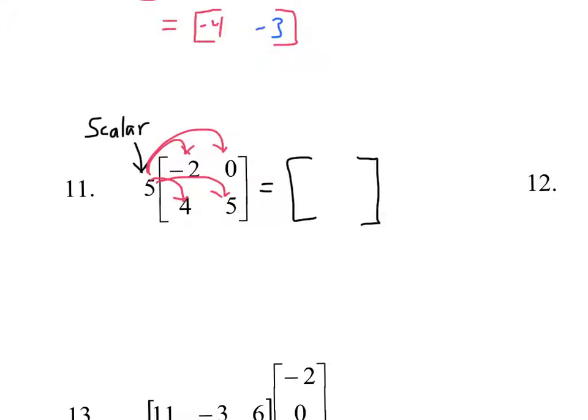So 5 times negative 2 is negative 10. 5 times 0 is still 0. It's still 0. 5 times 4 is 20. And 5 times 5 is 25. And you see how if you compare the original numbers with the new numbers, each of the new numbers is exactly 5 times as big. So we use a scalar. One way we use a scalar is if we wanted to dilate a shape, make it 5 times bigger. And so these coordinates would be 5 times as large, and they would scale it up.